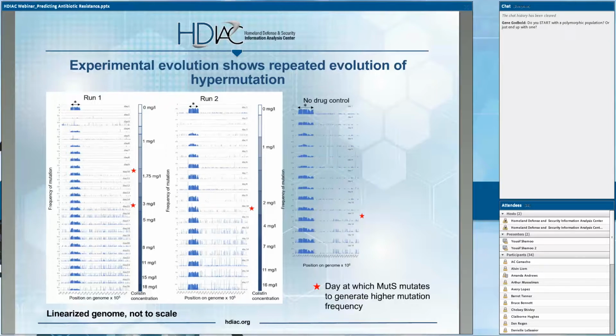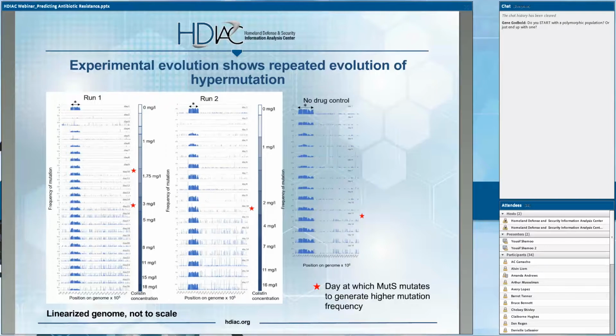Then the population slowly comes back over several days and reestablishes itself. But then on day 10, you get a mutation in one of these DNA repair enzymes. And once that happens, as you go from day 10 all the way to the end, you just see mutations accumulating everywhere in the genome. And that's seen in the second run of the bioreactor.